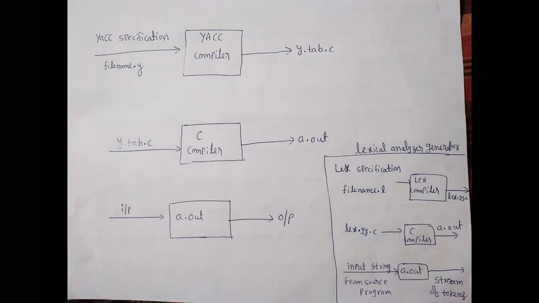So the output of the lex compiler is taken as the input of the YACC compiler, the YACC program, the YACC tool, and that stream of tokens can be converted by using the YACC tool. We can convert this into a syntax tree or a parse tree. Okay, so this is the diagram to specify the YACC generator. Okay, then next one.